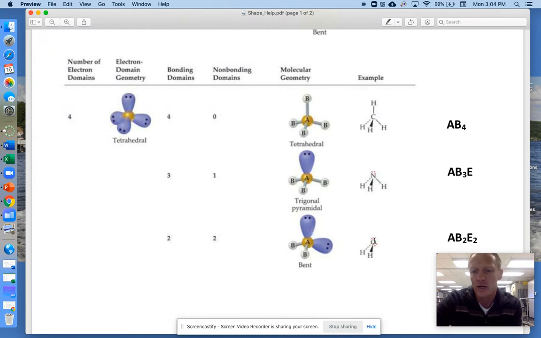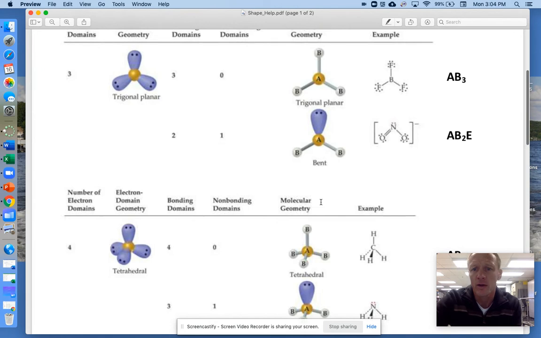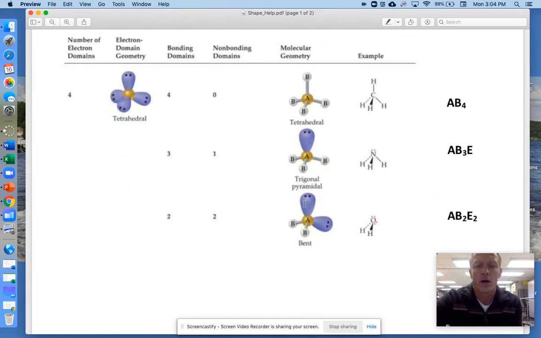Whoops, I said water earlier. I didn't mean to do that. Water has 2 unshared pairs. I forgot that around there, so I was wrong about up there. So these all 3 are tetrahedral for electron geometry, but they all have a different shape for molecular geometry.